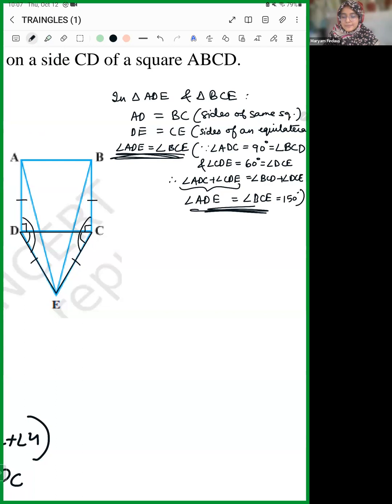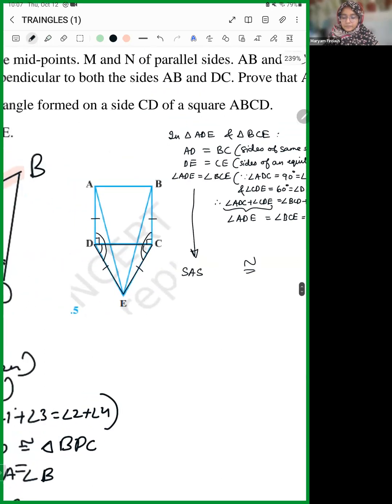So now what rule have we used here? We have used side angle side, SAS. So by SAS they are congruent. Okay.